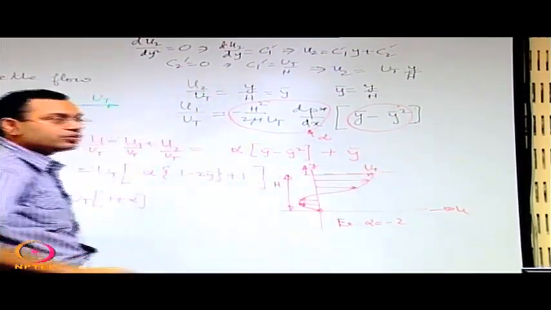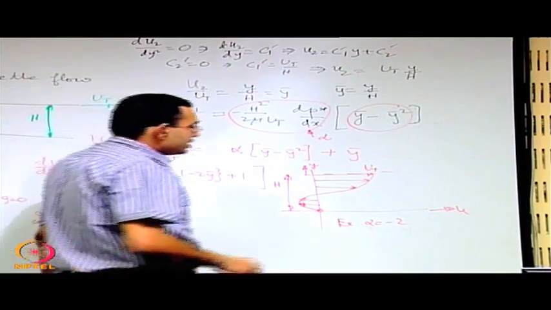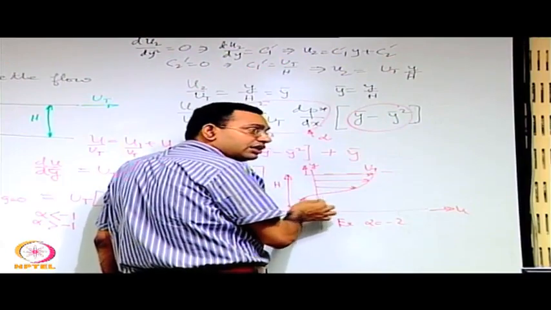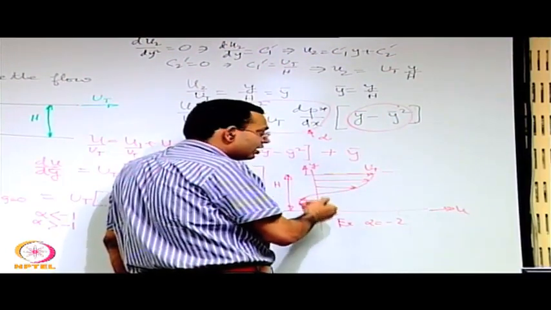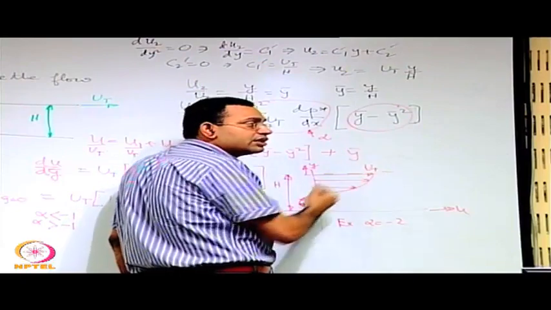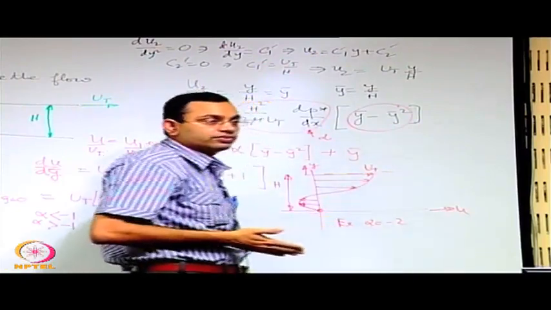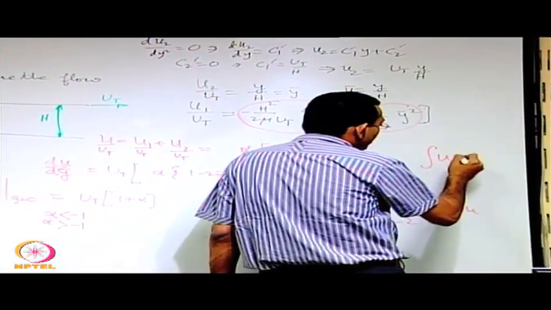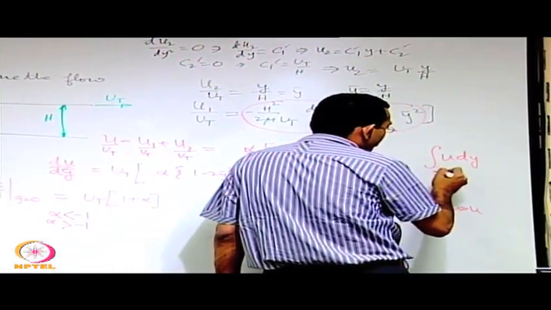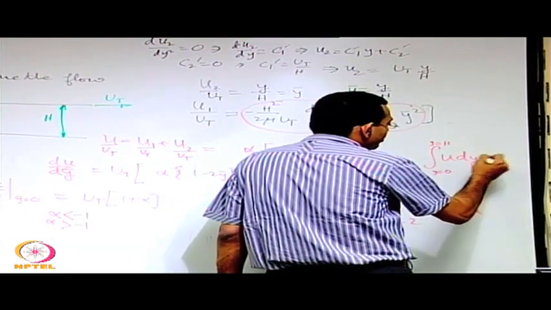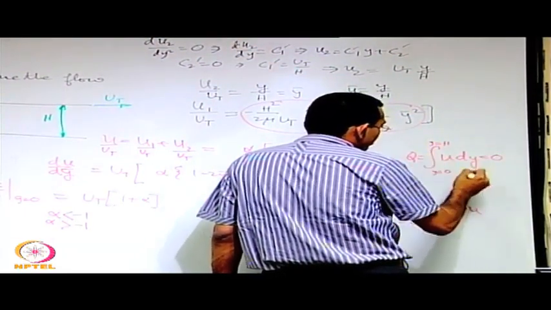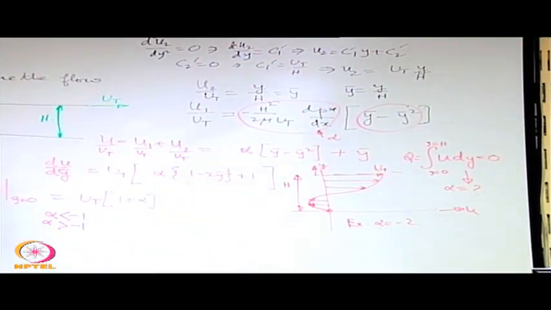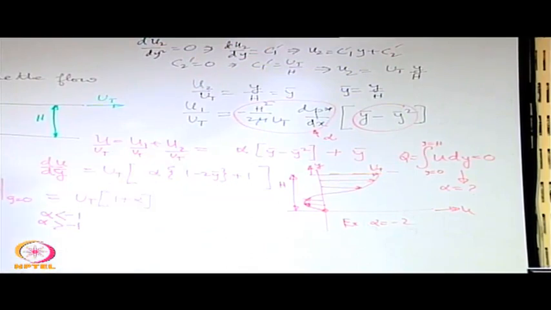Now there may be a situation when, let us say, the integrated effect of this velocity is the same as the integrated effect of this negative velocity, then no matter whether you have some velocity distribution, the flow rate over each section may be 0. So you may come up with a situation where integral of u dy from y equal to 0 to y equal to h, that is q, is equal to 0. So you find out what should be the value of alpha for that, which you may easily do by integrating this and finding the value of alpha.